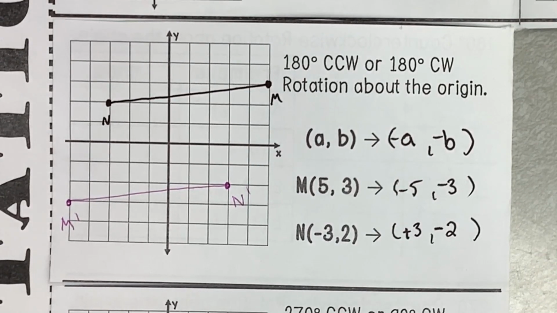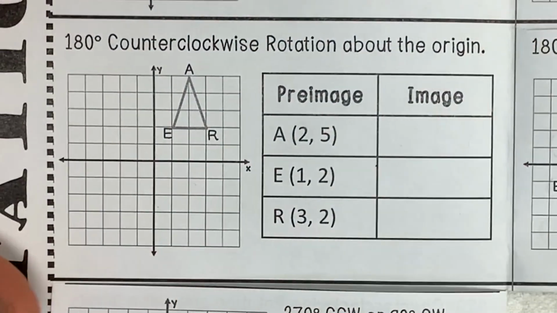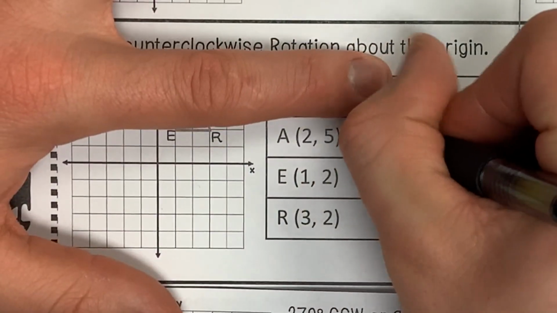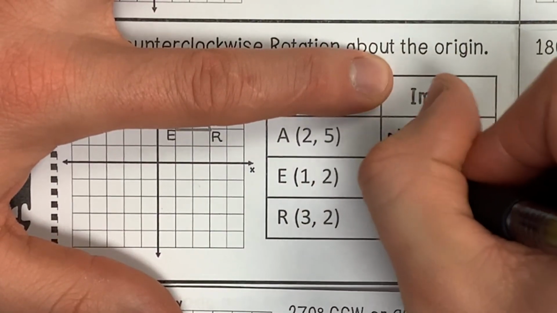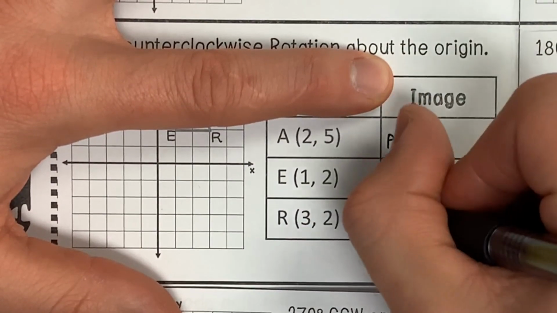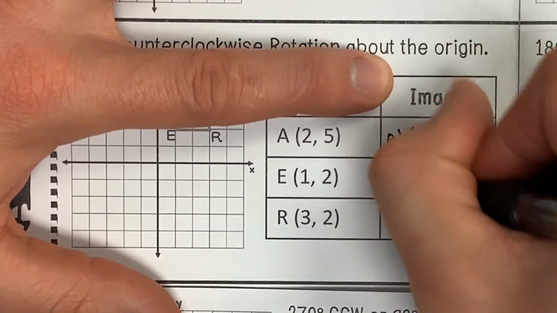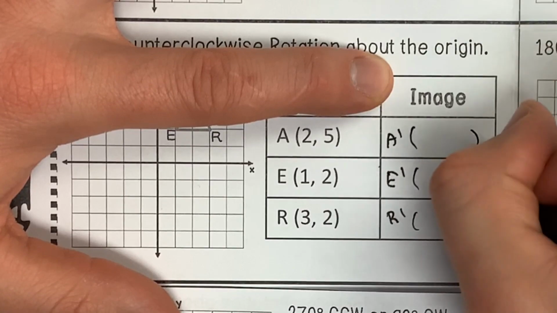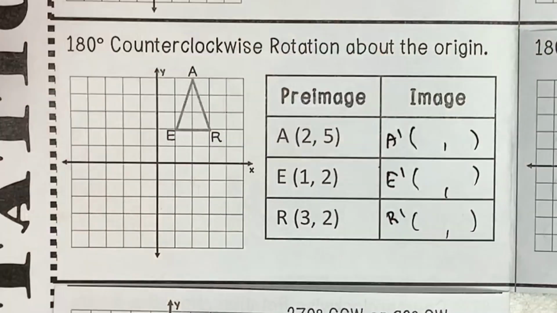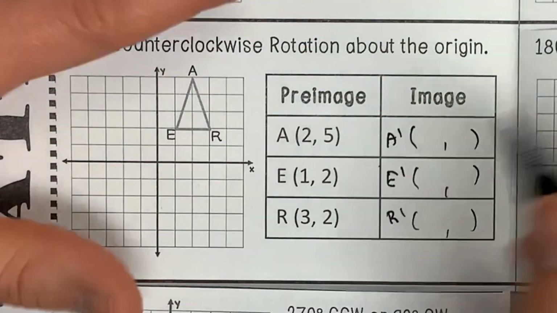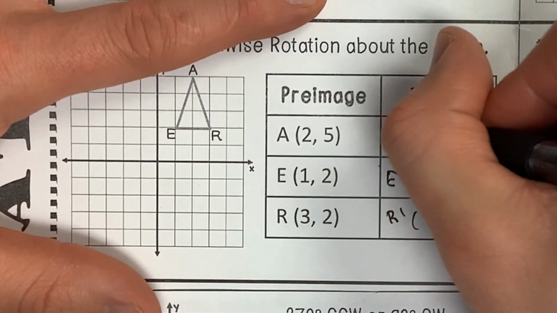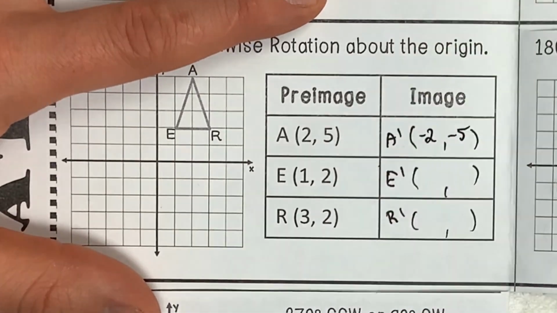And that's it, guys. Let's do one more practice problem. Let's open up this flat. Again, to get my new ones, A prime, E prime, and R prime, I am going to keep everything in the same spot, just change the sign. +2, +5, well, -2, -5.